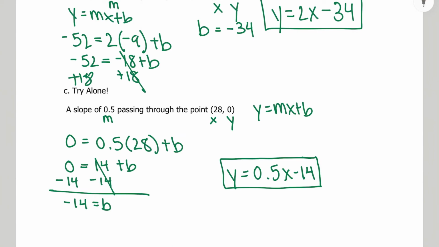So on the board is the answer, and then the substitute teacher can pause this if they'd like. And then you should be getting your homework for tonight.